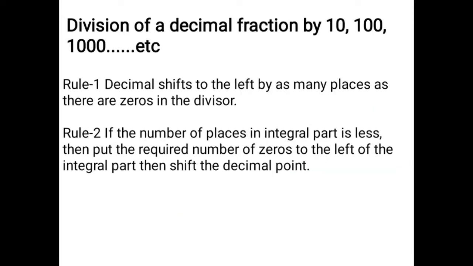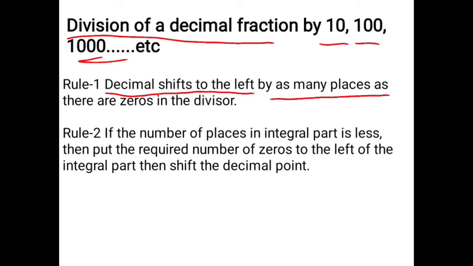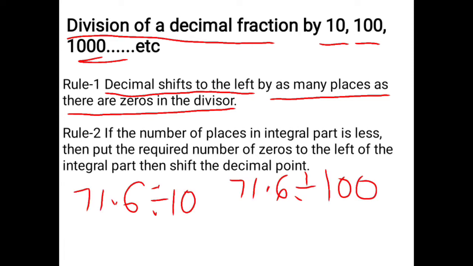Now, so next is division of a decimal fraction by 10, 100 and 1000. In this case, what we can do? Rule first says that in this type of division, decimal shift to the left side by as many places as there are zeros in the divisor. To explain this line, let me take an example. First I am taking 71 decimal 6 divided by 10 and the same number with 100 also.